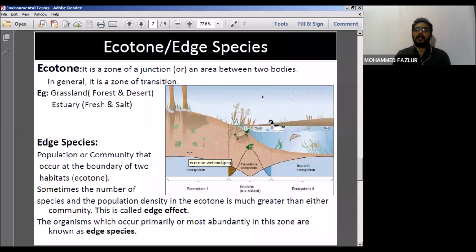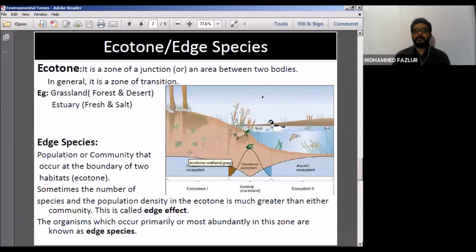So what we can say is, these species are edge species, and the effect we are getting because of this, that is the higher density in the population, is known as edge effect. I repeat, edge effect was asked in your examination. Edge effect means that sometimes the number of species and the population density in that particular area is much higher when compared to other areas. This is known as edge species, and the junction between these two ecosystems is known as ecotone.